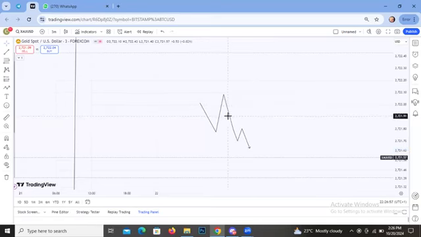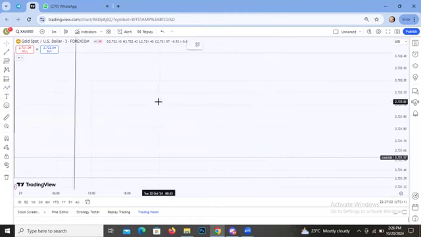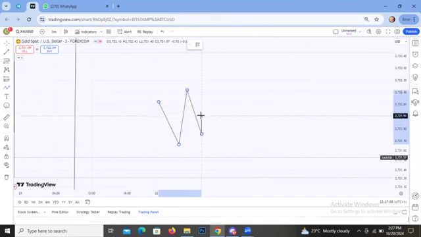So when should we use this entry? You use this entry when your setup is something bigger, like the SL is bigger than what you expect. Let's say 20 pips, 30 pips, and all that. Then you have to wait for entry.